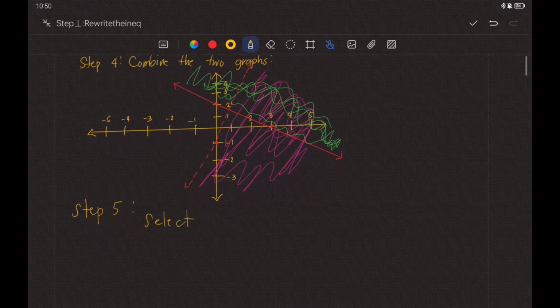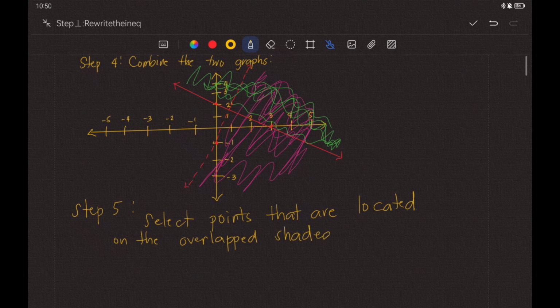Select points that are located on the overlapped shaded regions. Meaning, diri ta mamili kung asa nag-overlap ang shade or asa nga part ang naay duha ka color sa shade.